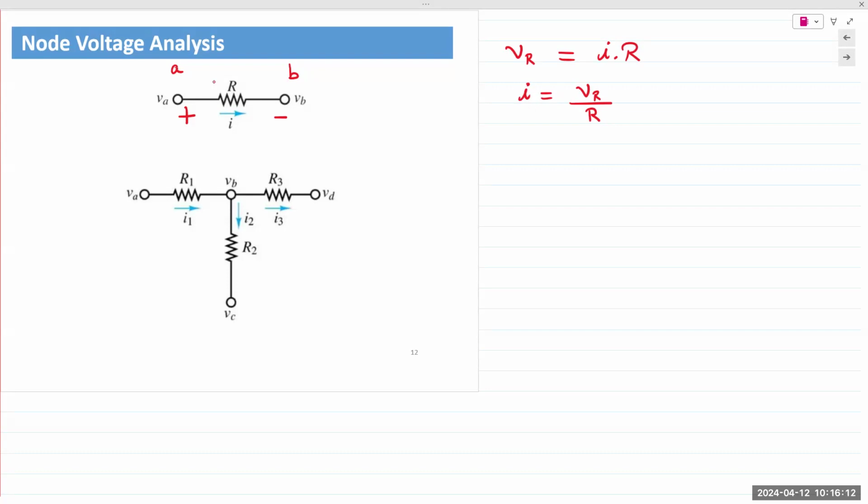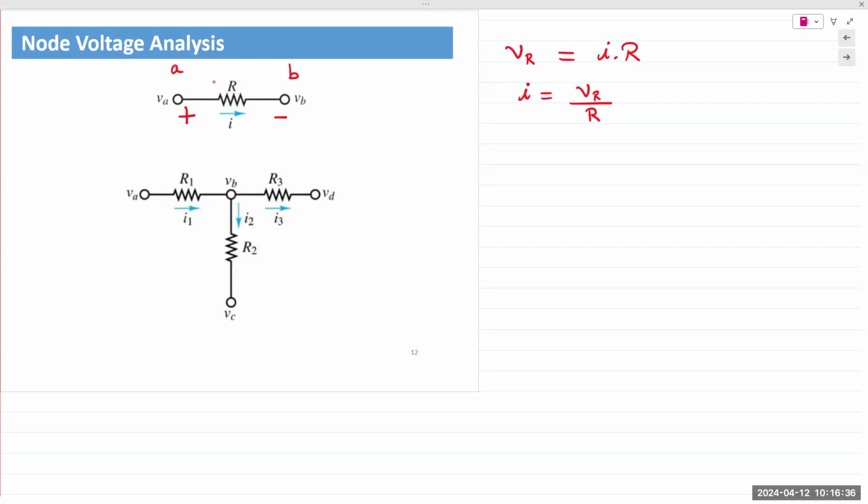Okay. Setup of the problem. Nodes A, B, voltages VA, VB, current I. Make an assumption of the direction, which then leads to a conclusion about the polarity, which is plus and minus. We apply Ohm's law. I can express the current I in terms of the resistor voltage and the resistor. So I equals VR over R.